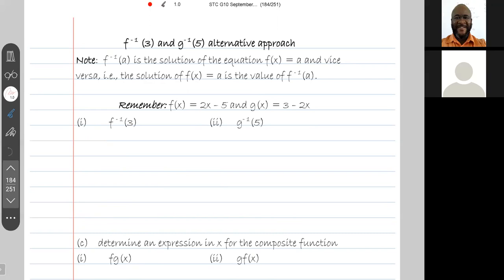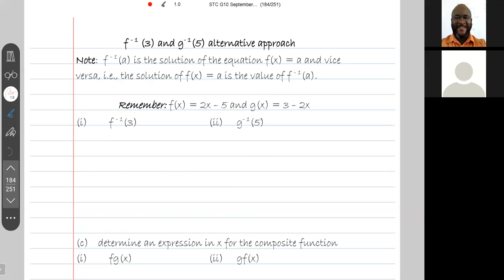It also works the other way around. I can find the solution of f of x is equal to a if I know what f inverse of a is equal to, because f inverse of a is the solution of the equation f of x is equal to a. All right, I'm sure I will have opportunity to show you that in action.